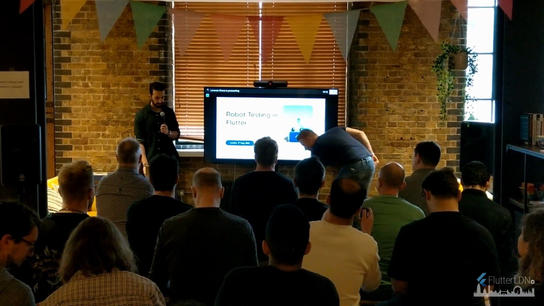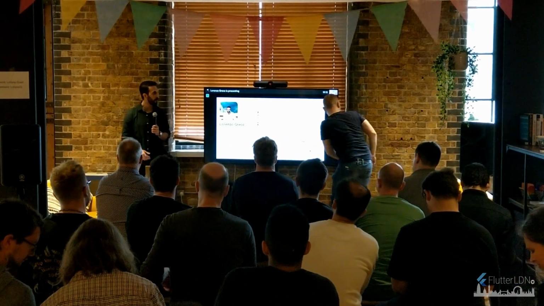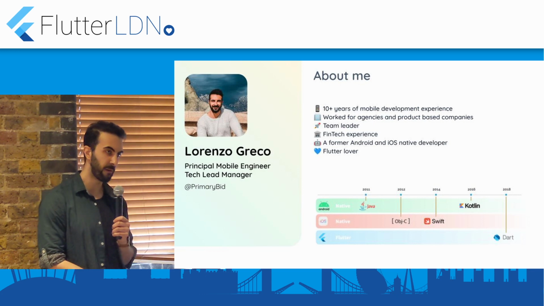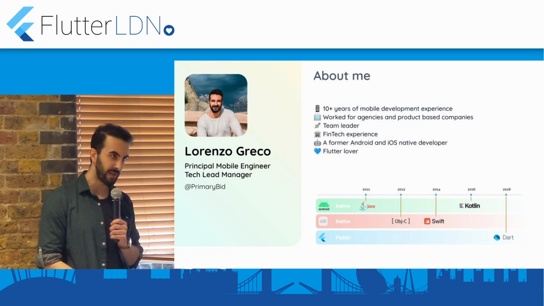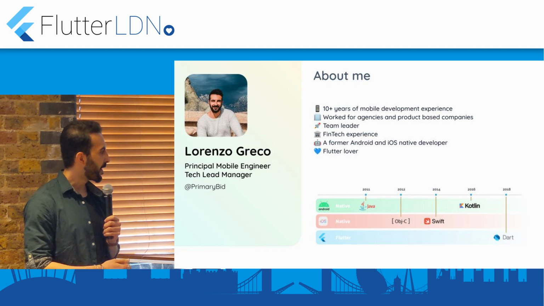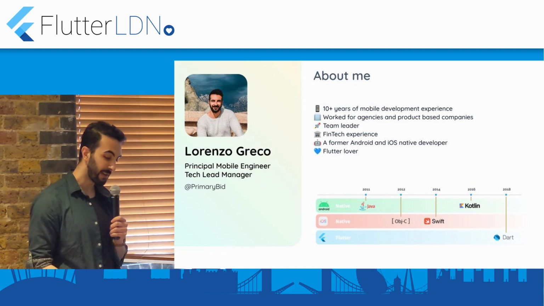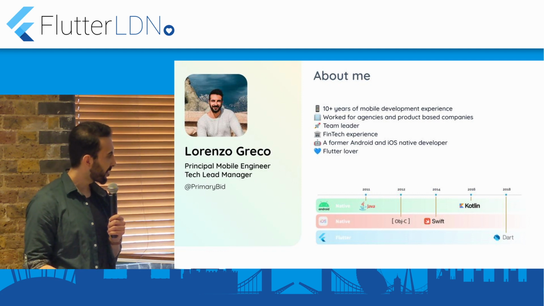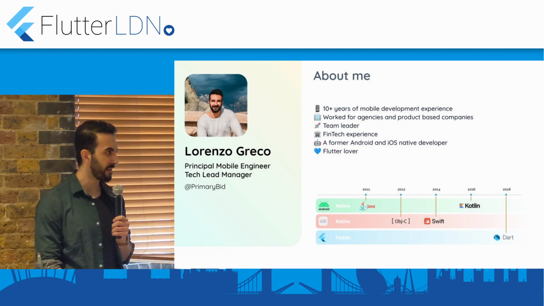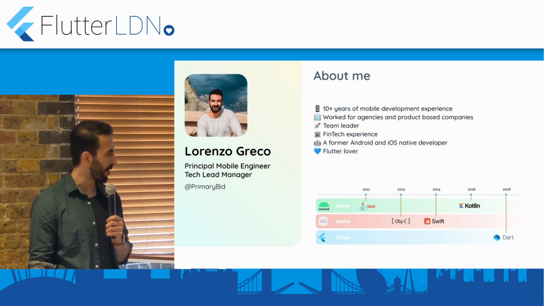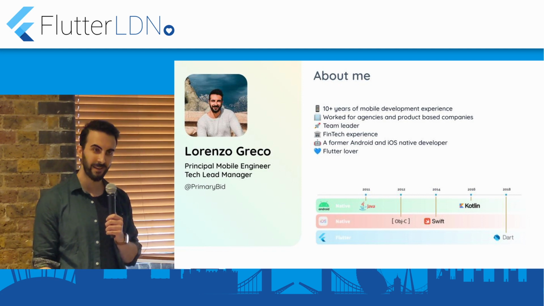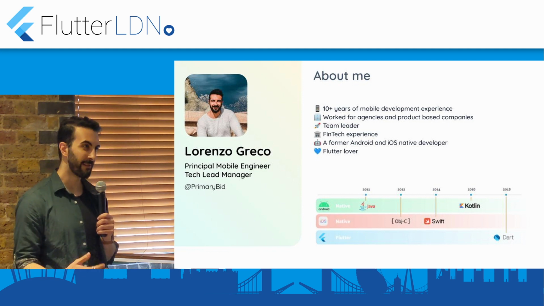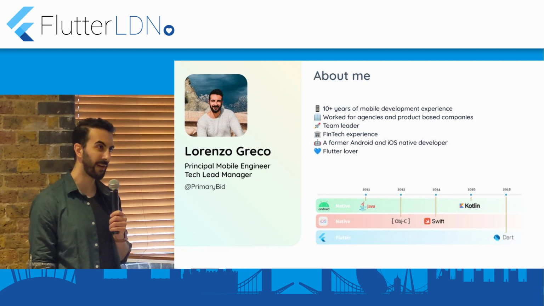Before we start, just a quick introduction about myself. I'm Lorenzo Greco. I'm principal mobile engineer and tech lead manager at PrimaryBit. I have a background as a native developer, doing mobile apps for 10 plus years, and since the end of 2018, when I discovered Dart and Flutter, I decided to make the switch from native to this amazing cross-platform framework, and I never looked back.